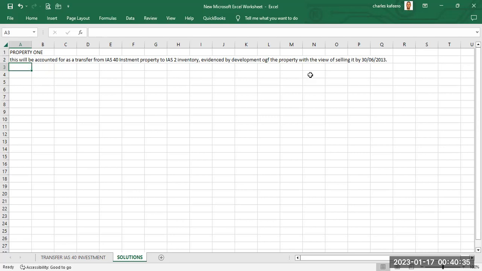Then we can also add that, remember they have told us to give the recognition, the presentation and the measurement. Let's now look at how it is going to be measured. We say it will be measured at fair value, because that's the model the company adopted, at the fair value on the date of change in use.